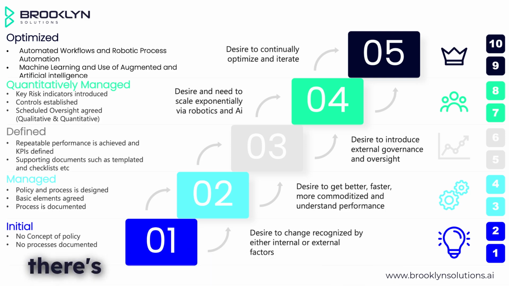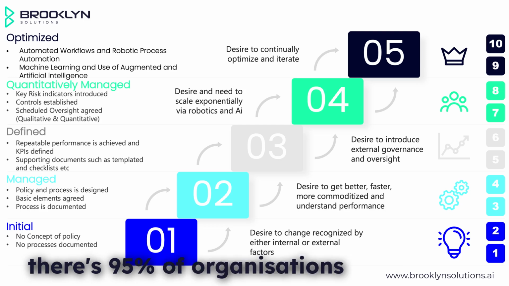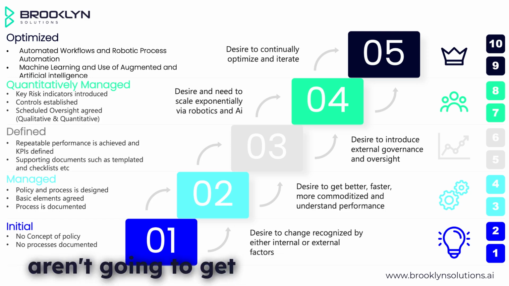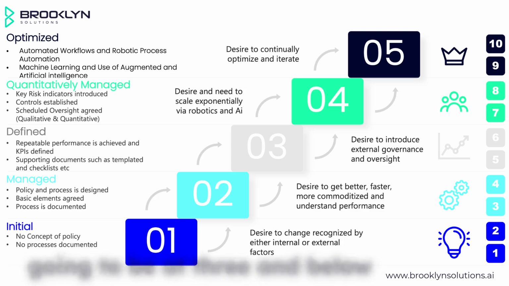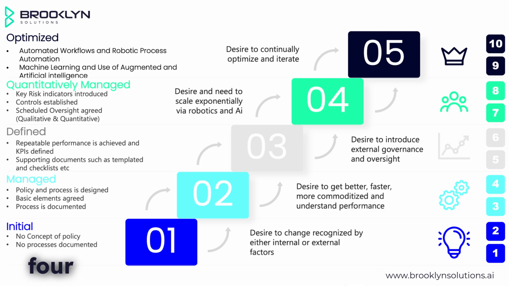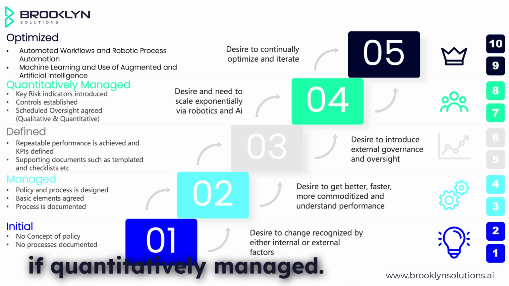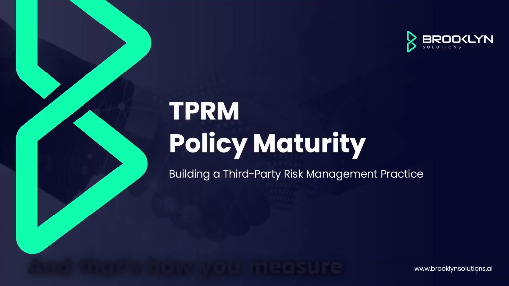Like I said, 95% of organisations aren't going to get to level 5. I'd say probably 70% are going to be at 3 and below, and only probably 20% or 25% at stage 4, quantitatively managed. And that's how you measure policy maturity in a TPRM context.